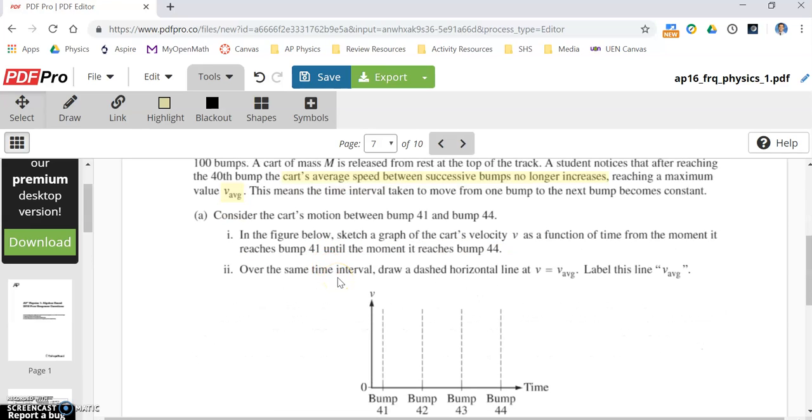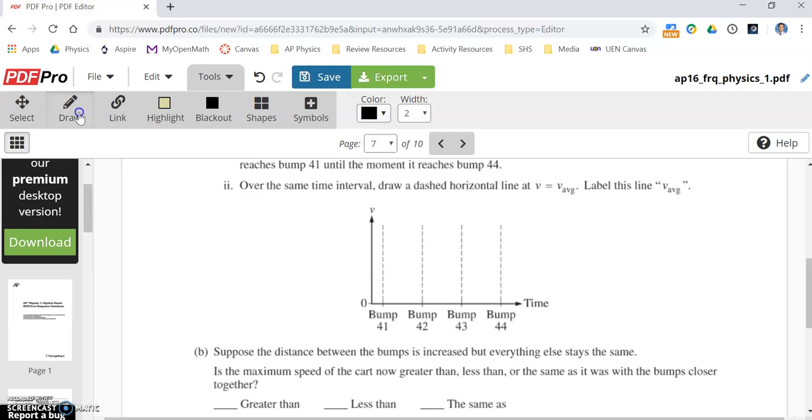Now from here, let's look at the graph it wants us to draw. In the figure below, we want to sketch the cart's velocity v as a function of time from the moment it reaches bump 41 until it reaches bump 44. So let's do exactly what we were just talking about. We know it's going to be speeding up, and then it hits a bump, and then it's going to go down. And it's going to be speeding up, and then it's going to hit a bump, and then it's going to go down. Maybe not quite that fast.